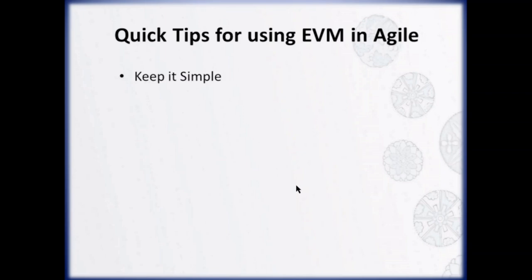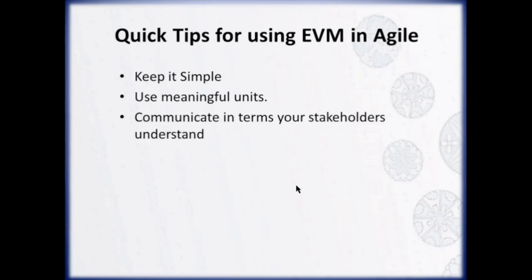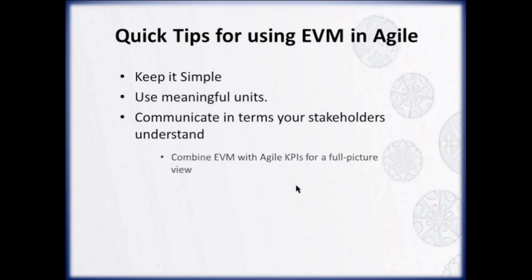First is keep it simple. Don't make it overly complex. Focus on major milestones or key releases. Use meaningful units. Track progress using story points or business value, whatever makes the most sense for your team and stakeholders. When communicating with stakeholders, talk in the terms they care about. Like with leadership and finance teams, talk about budget and performance, not just team velocity.